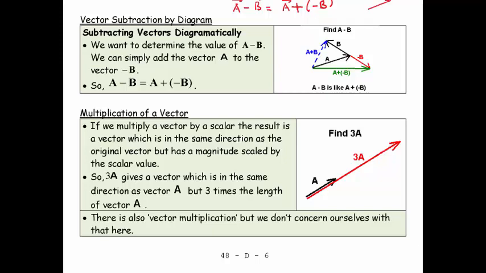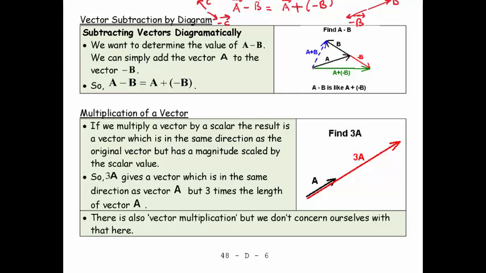If this is vector B, then the opposite of vector B is this. This is minus vector B. If this is vector C, then this is minus vector C.